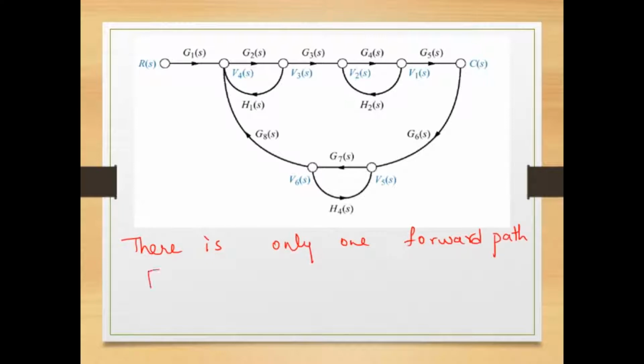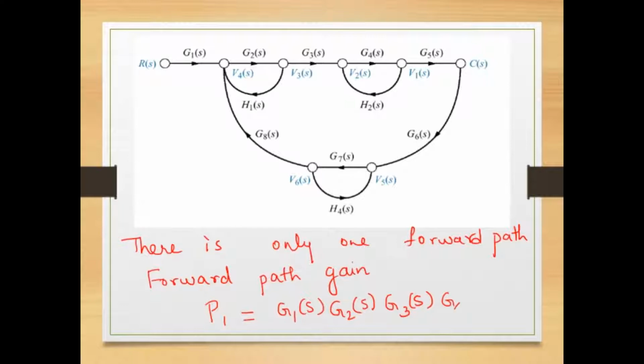That forward path gain we denote by P1. P1 is nothing but the gain of this particular path, that is G1 of S into G2 of S into G3 of S into G4 of S into G5 of S. So this is the path gain of this first forward path. We have only one forward path.